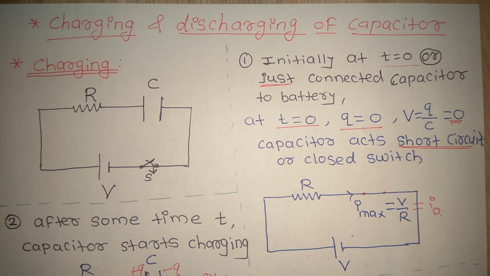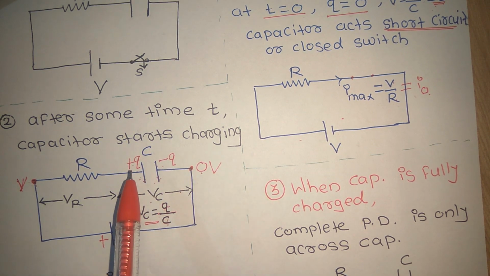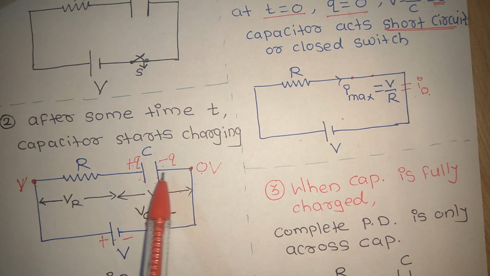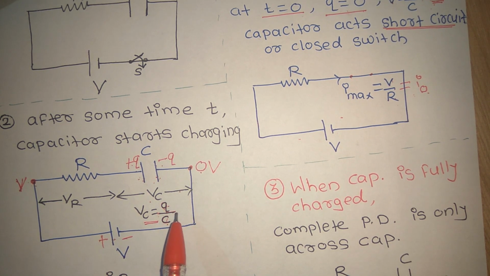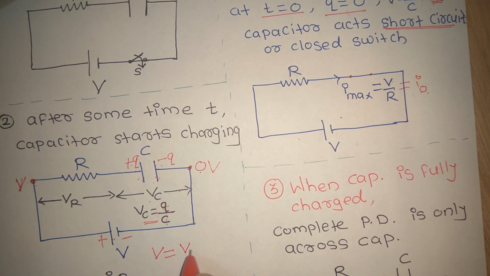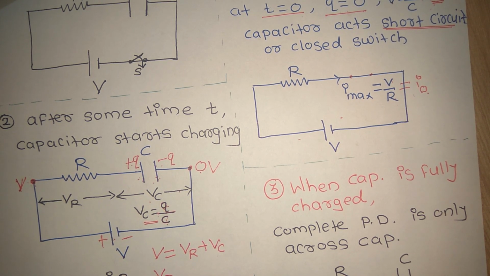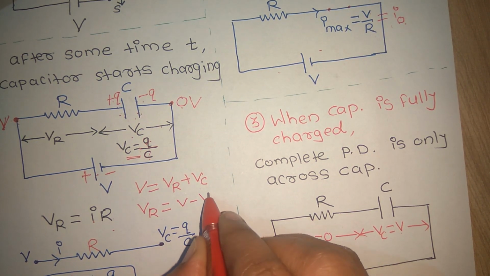The second condition is after some very short time, the capacitor starts charging. That is, positive charge starts acquiring on the first plate, negative charge starts acquiring on the second plate, and the potential difference starts building, it starts increasing. At this condition, there is a potential difference across R as well as across the capacitor. So total potential difference V is the potential difference across the resistor plus across the capacitor. So if I want to find the potential difference across the resistor, that is nothing but total V minus Vc.